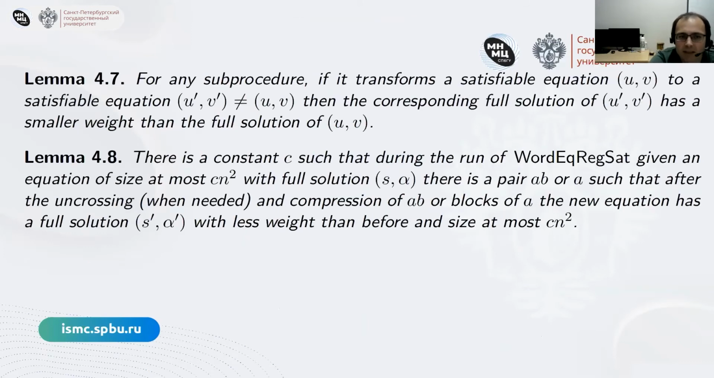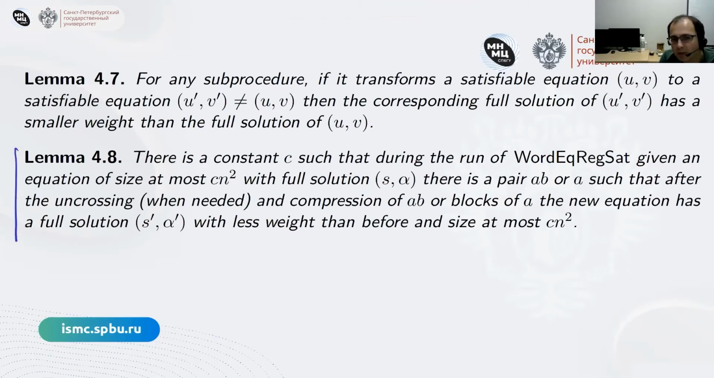Okay, so those are the lemmata. I already said it previously. If all the sub procedures that we consider do not decrease the word, and if something changes in the equation, then the weight is decreased, which means that exactly the same argument could... oh, sorry, this is for the length of the equation.